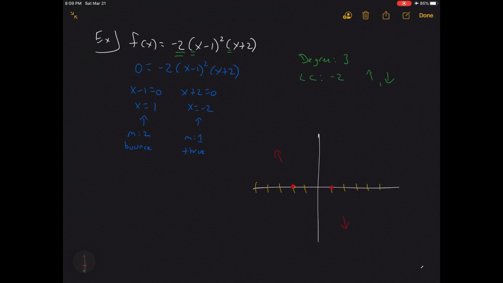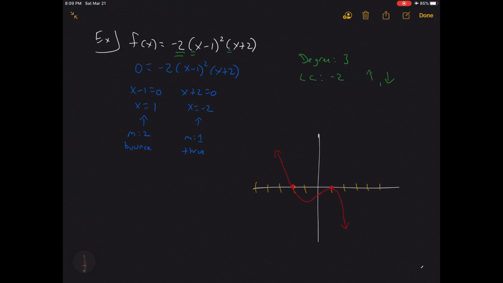The 1 is going to have a multiplicity of 2, so it's going to bounce off the graph. The -2 has a multiplicity of 1, so it's going to go through the graph. So this one's going to go through here. Then it's going to come up to this one, bounce off of it, and then finish down.